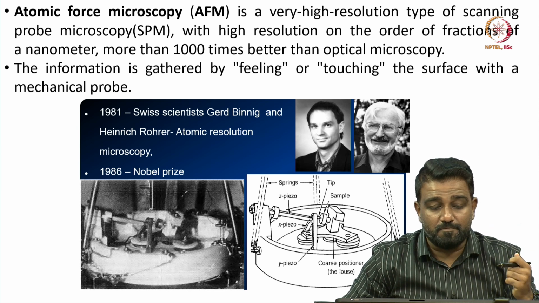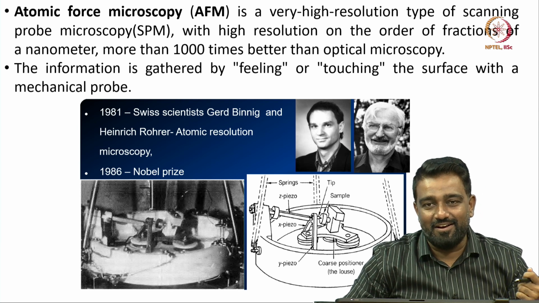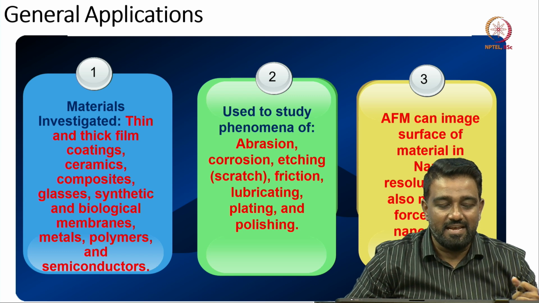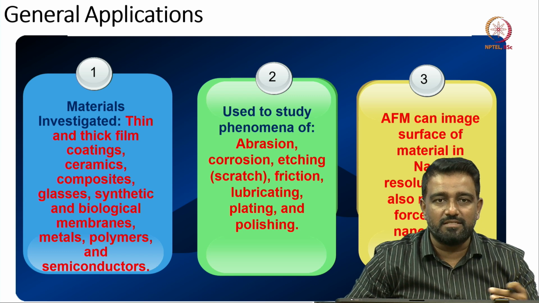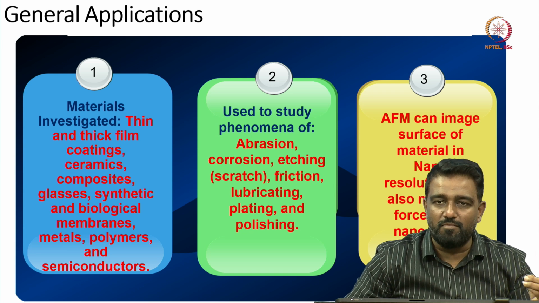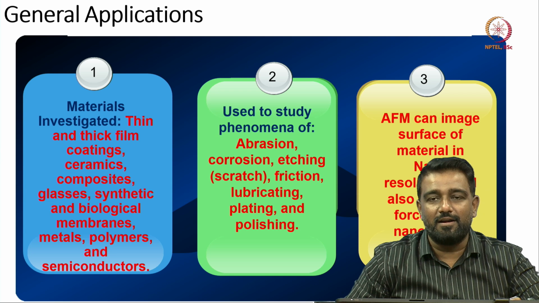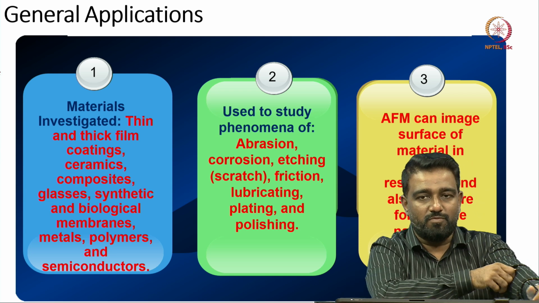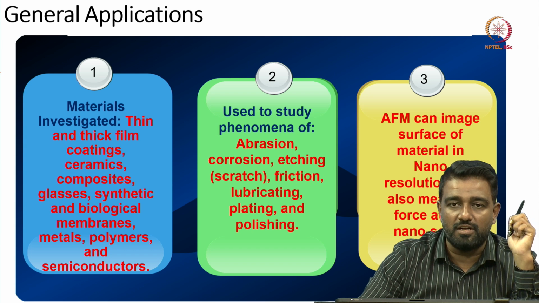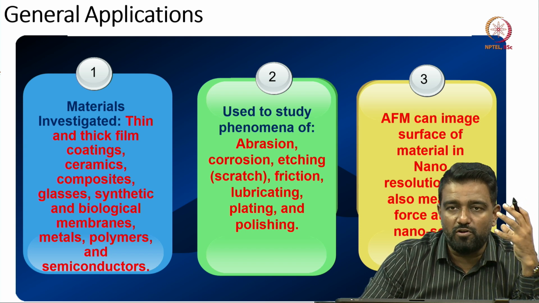So, again it was developed by this great scientist, and they got the Nobel Prize in 1986. The materials that we can investigate are thin films, thick film coatings, composites, glass, synthetic and biological membranes, metal, polymers, semiconductors, right. Almost every material, we can understand the roughness by using atomic force microscopy. The other thing that we need to understand is we can understand the abrasion, corrosion, etching, lubricating, plating and polishing. With all this phenomena we can understand.